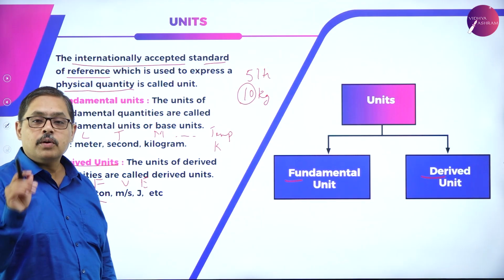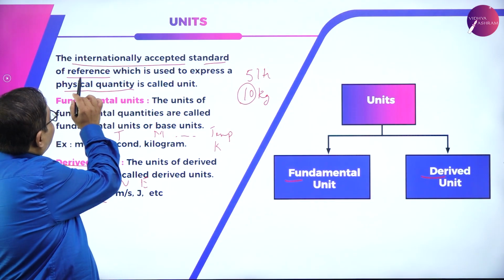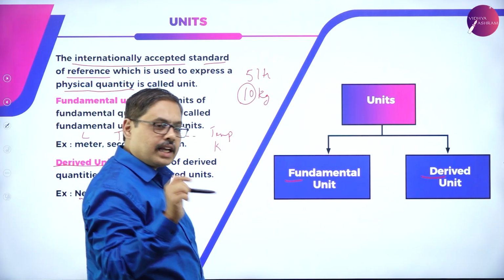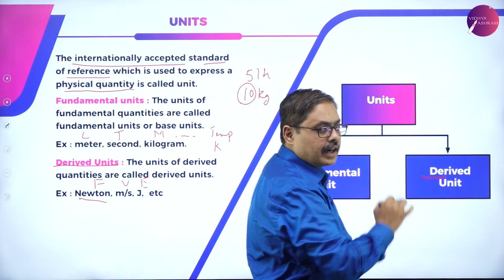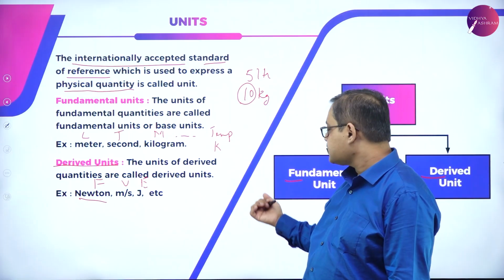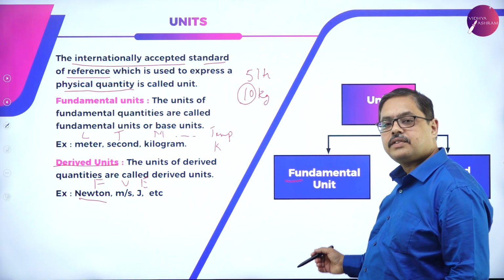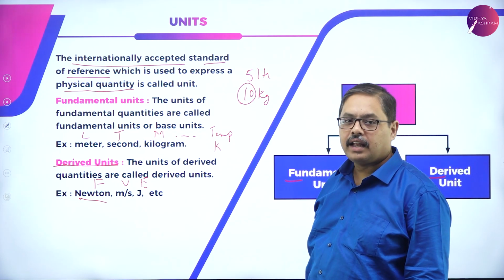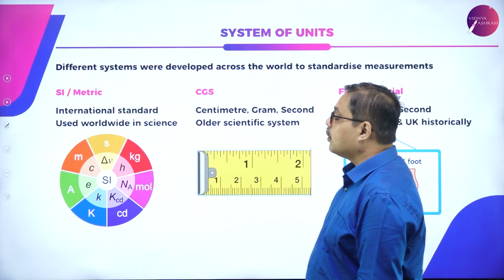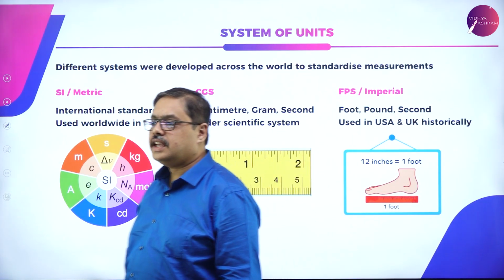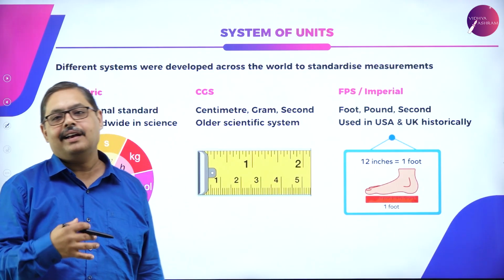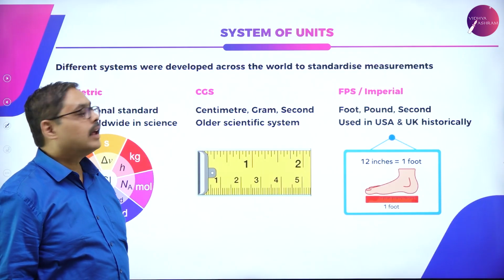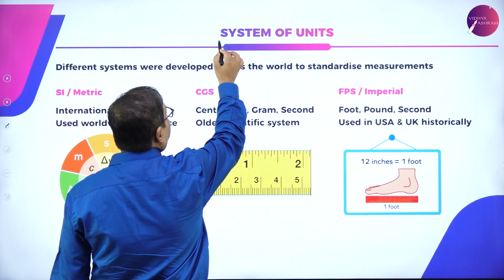Okay, so what are units? Units are internationally accepted standards of reference. There are two types, the fundamental and the derived. Fundamental quantities are represented using fundamental units and derived quantities are expressed using derived units. Now, to understand the units in a better way, we have to go back and dig down and understand what were the types of units that were available to us over a period of time.